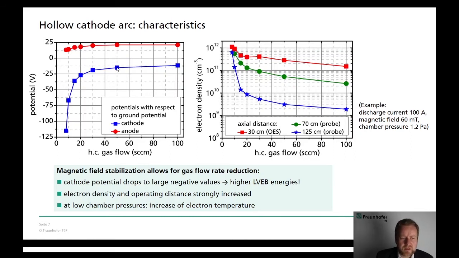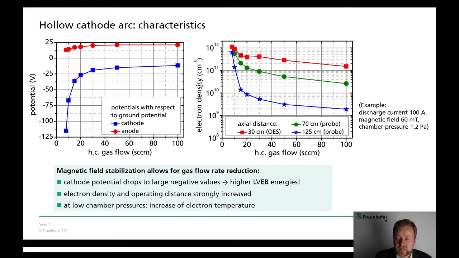When we decrease the hollow-cathode gas flow rate, which is possible by the magnetic field stabilization, we see that the cathode potential drops to large negative values. As a consequence, the low voltage electron beam electrons have enhanced energy in the range of 100 volts and more, which is the maximum of the ionization cross-section for typical process gases. And the consequence can be seen on the right side.